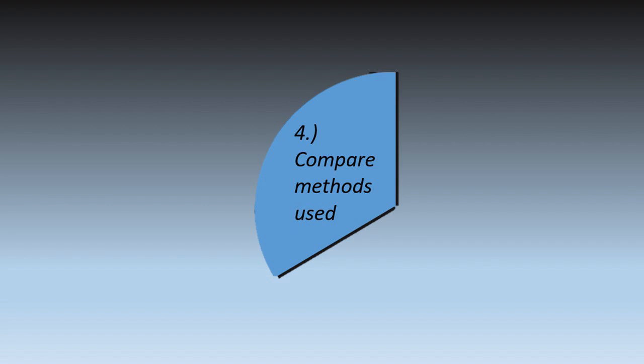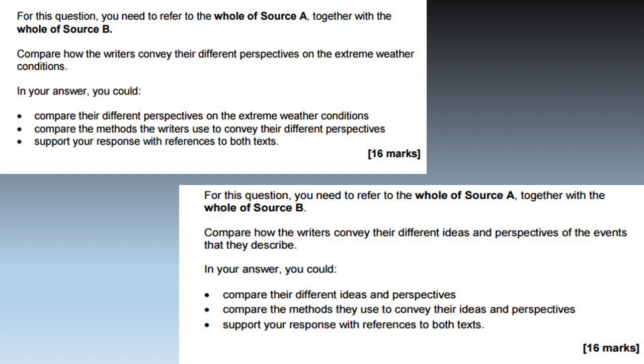So let's just think about what those questions look like. Here's an example. We'll think about the one at the top. Feel free to pause and read both if you care to. For this question, you need to refer to the whole of source A together with the whole of source B. Compare how the writers convey their different perspectives on, and that is the thing that will change for you. On this occasion, it was the extreme weather conditions. 2 texts were given to the students that year about weather. It will always say something like, in your answer, you could compare the perspectives, compare the methods, and support your response with references to both texts. So that's what you can expect.